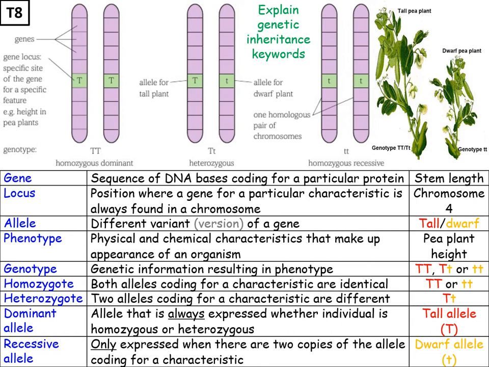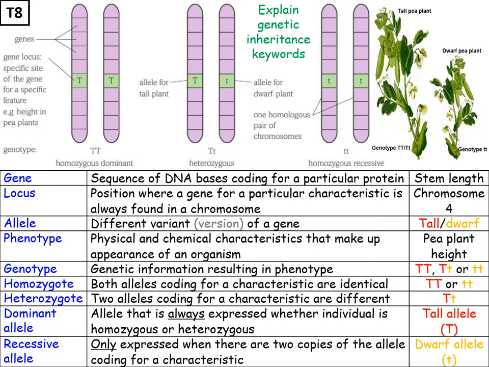Homozygote is when both alleles coding for a characteristic are identical. So if you've got two tall alleles, therefore you are homozygote for the tall allele. However, you could also have instead two dwarf alleles, and because those two dwarf alleles are the same, you could also say these are homozygote. So you could be homozygote with the tall allele, you could also be homozygote for the dwarf allele.